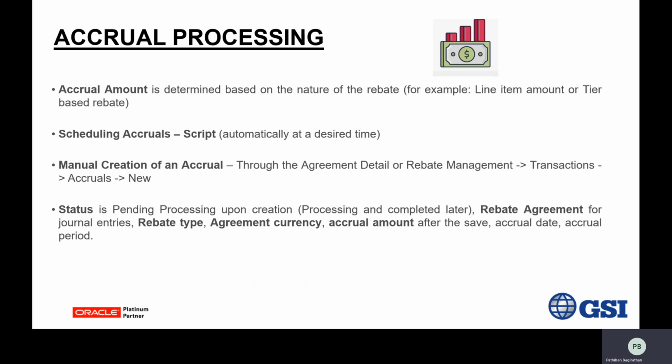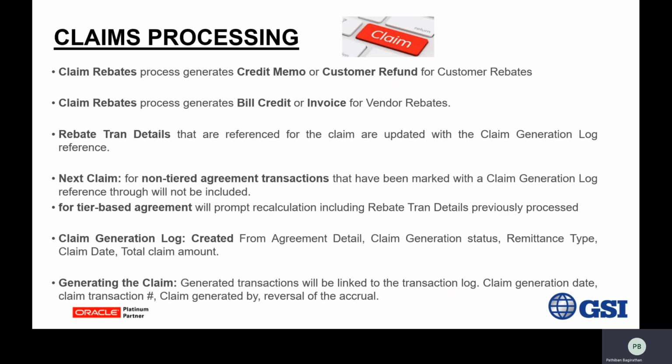So there are different options to control it. Status is pending processing upon creation, just like we said before, and processing and completed later. Rebate agreement for journal entries, rebate type, agreement currency, accrual amount after the save, accrual date, accrual period. So there are different things that happen when you create an accrual. Initially, it says it's created, but then you have to generate the accrual to actually create that journal entry for that accrual amount on that sales order line, okay?